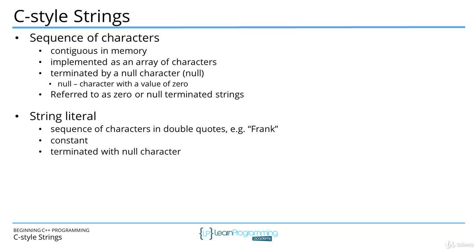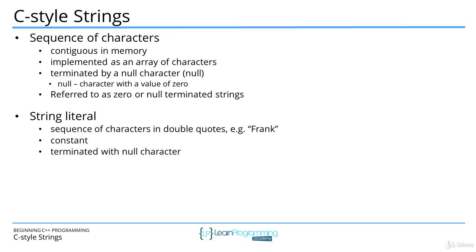We've been using C-style strings all along in this course. We've used them mainly in our output statements as string literals. Recall that string literals are sequences of characters enclosed in double quotes. These string literals are constant, so we can't change them, just like we can't change integer literals. Even though we don't explicitly provide a null character at the end of the string literal, C++ inserts one for us. That's the way the end of string is handled.